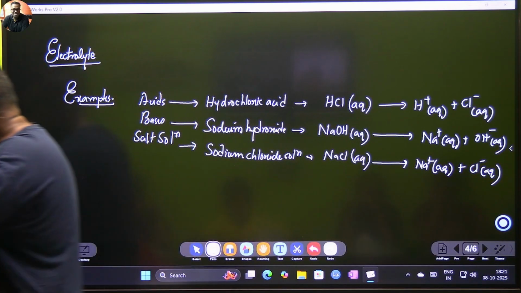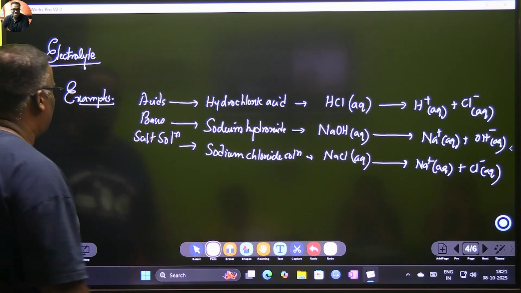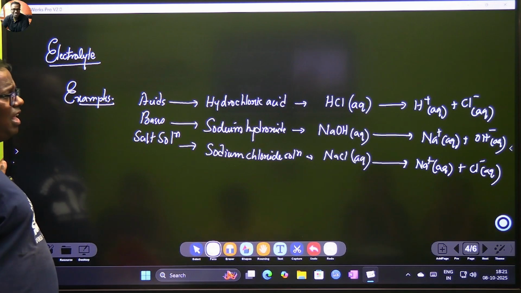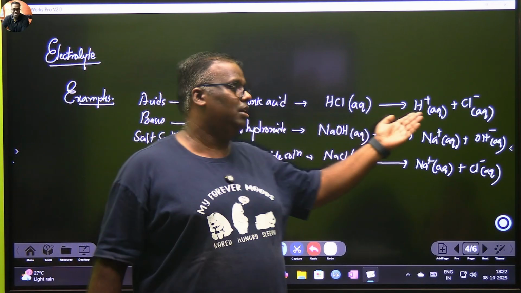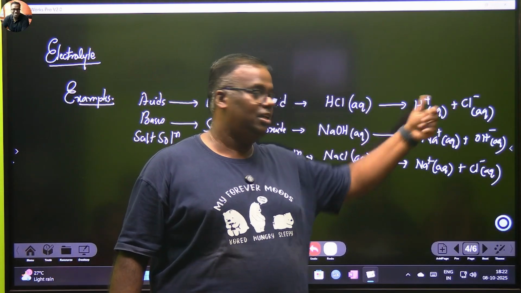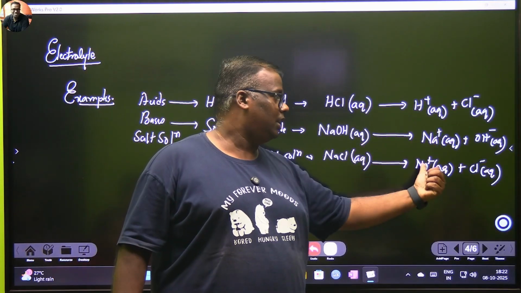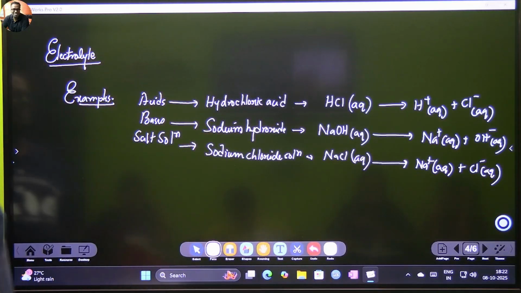Na plus ions it will release, and Cl minus ions it will release. So electrolytes are liquids that conduct electricity, and the charge carriers are ions. So those are the ions. What are the ions in HCl? H plus, Cl minus. Who is the cation? Who is the anion? Cation, anion.